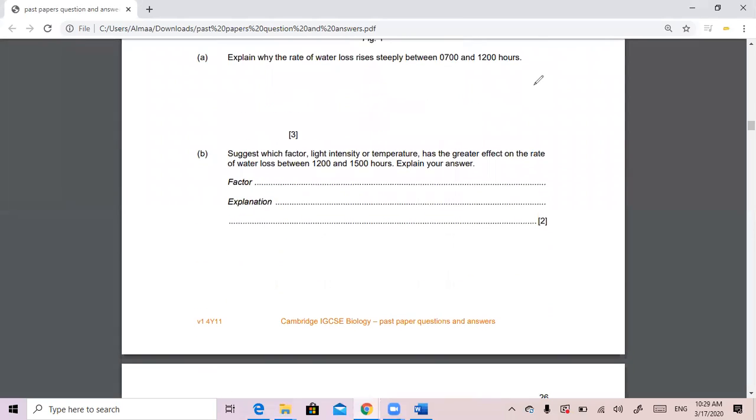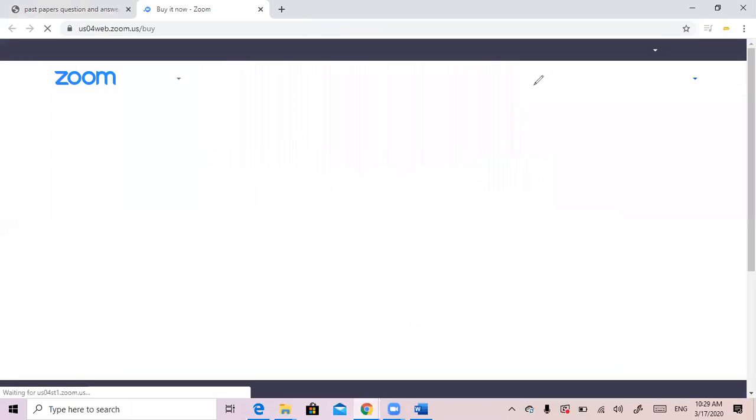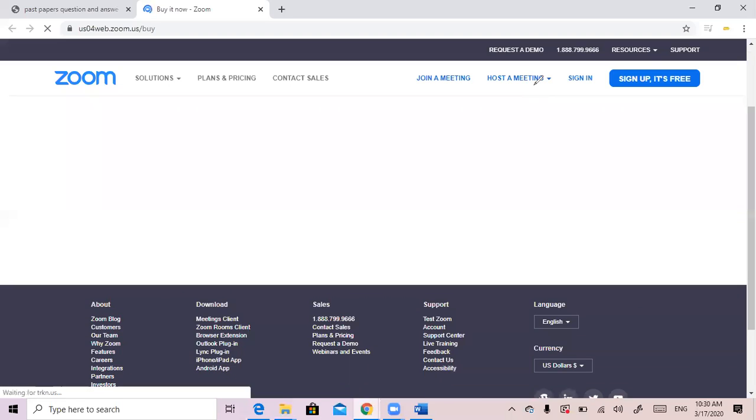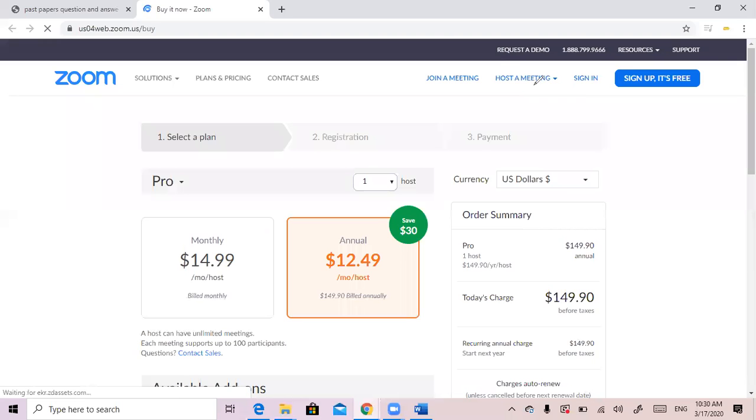Another one. Suggesting which factor: light intensity. Light. There you go. One. So Abdullah, finish.